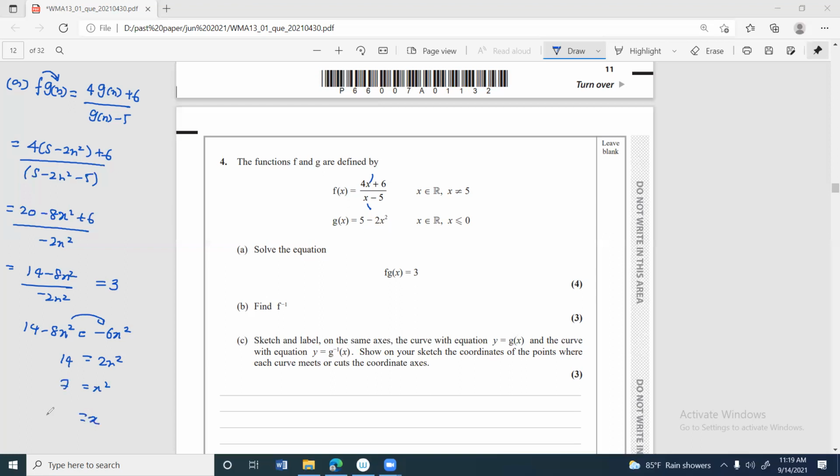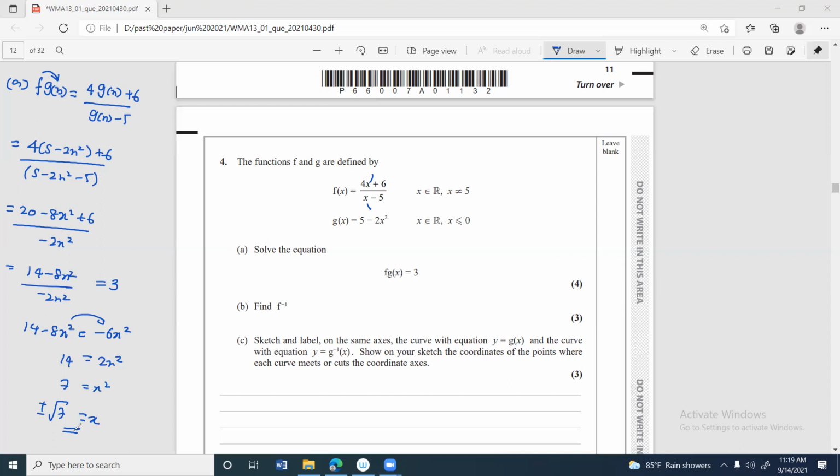x becomes root 7, plus or minus, you can get the answer for that. Because there is no restriction for the negative values or any other restrictions, you can say it equals root 7. That's the answer. Both answers practically occur in this case.